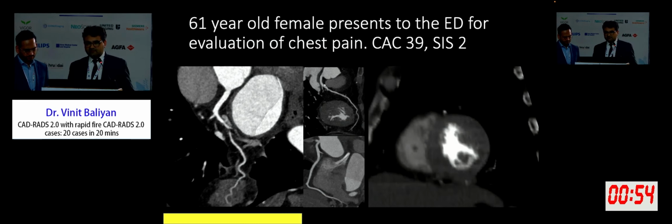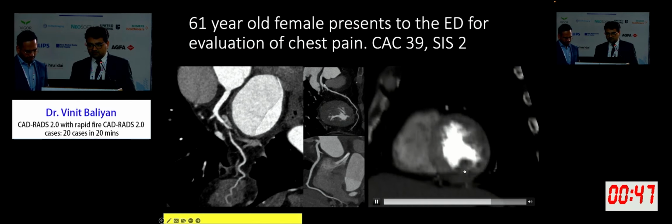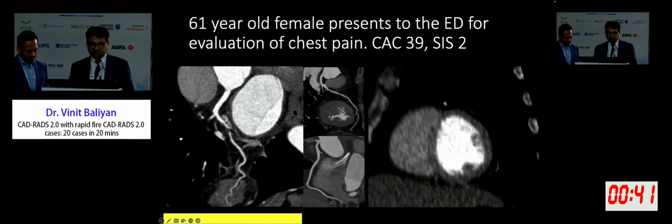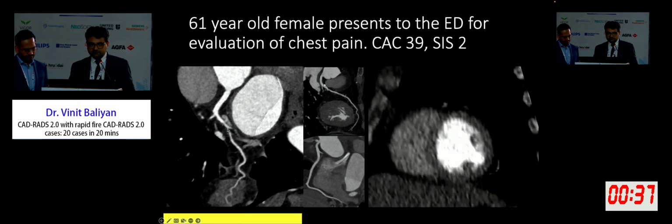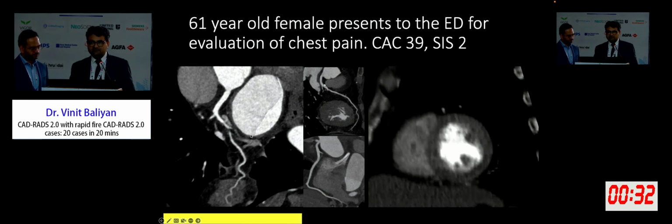Alright, a 61-year-old female came to the emergency department with chest pain. Calcium score 39, segment involvement score is 2. We also have a function image. We can see there is some regional wall motion abnormality of the infralateral wall, which corresponds to this vessel, which is an obtuse marginal branch. RCA, LAD are relatively okay.